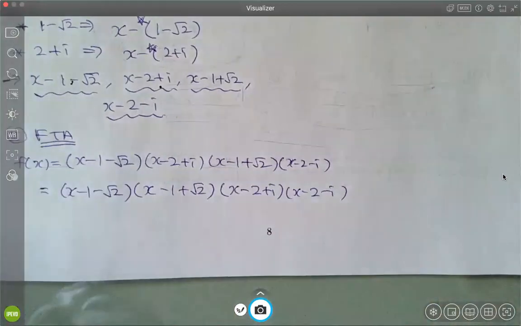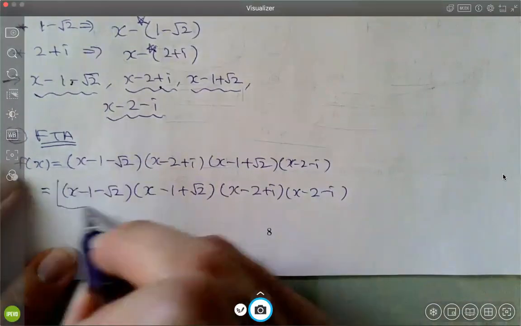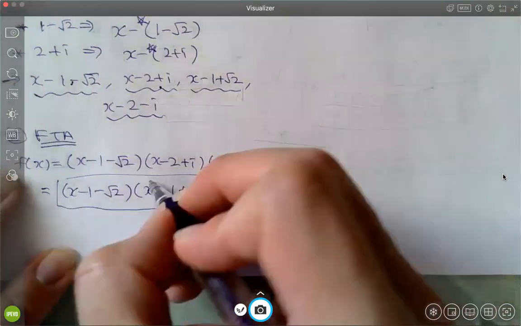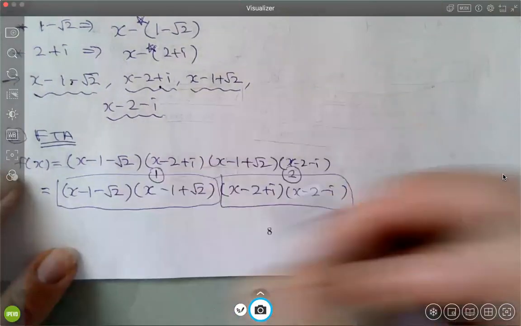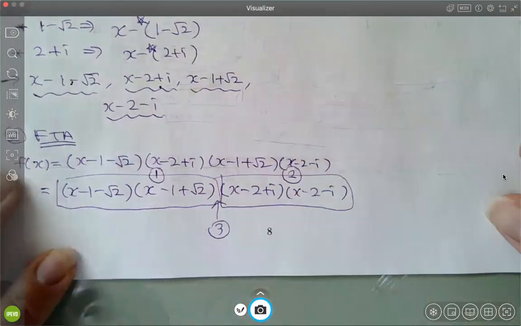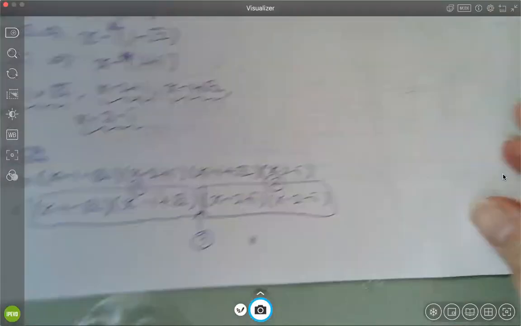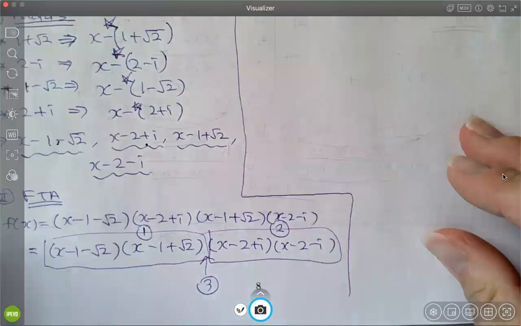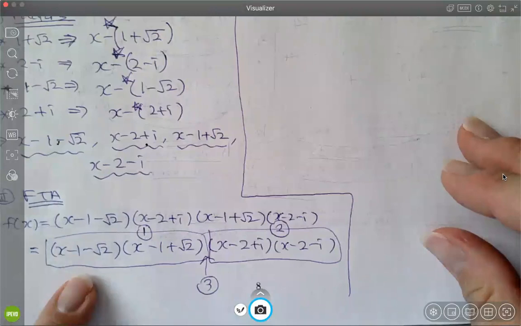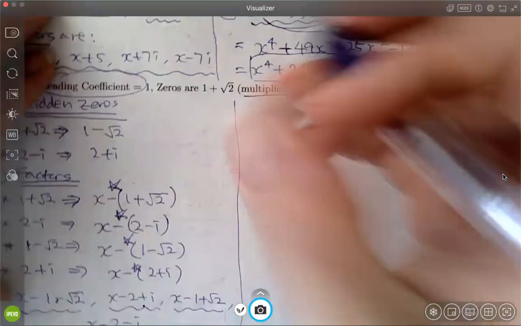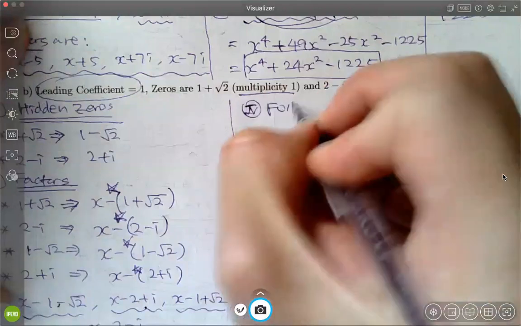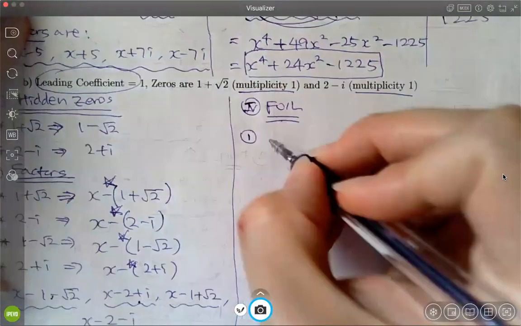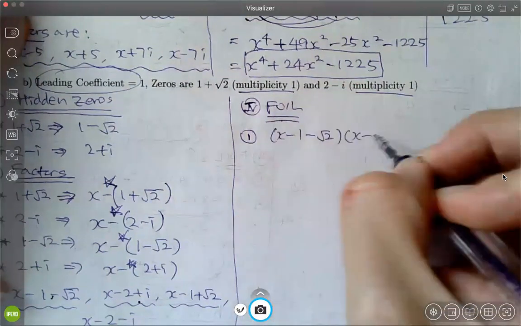Okay, and now we can FOIL this. But what is my suggestion? Well, do the same thing as before. FOIL this first, this second, and in the middle, last. Okay, so now we know that we have to somehow use the difference of squares. Let's look at this first factor here, or the first product. So now we FOIL. Number one, x minus 1 minus square root of 2 times x minus 1 plus square root of 2.